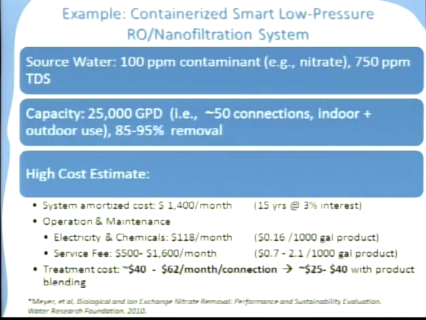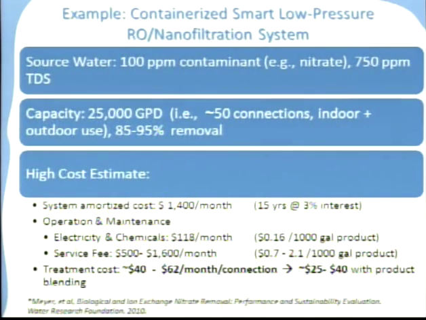So if you look at the capital costs and you amortize that, and again, I did a high estimate in here, just to give you a sense. In terms of electricity and whatever chemicals might be needed, service fee, again, you see that it's a huge range. And why is it such a huge range? Because it is difficult to say where such a system would be in terms of infrastructure. So I just took the liberty of expanding that range.